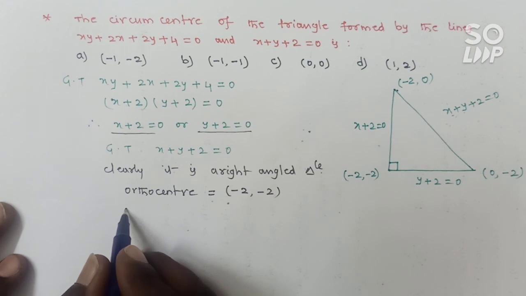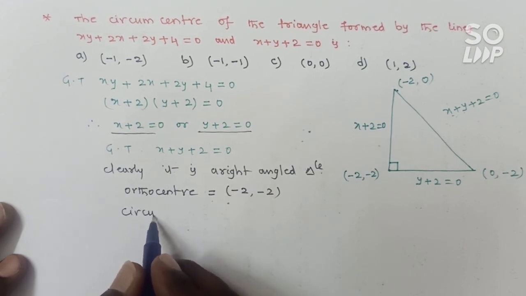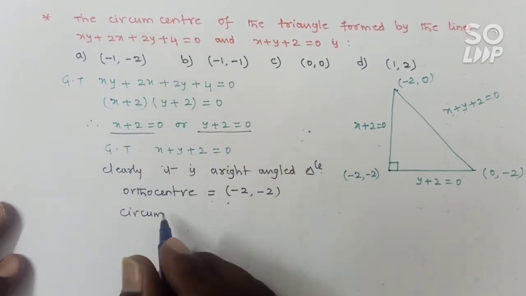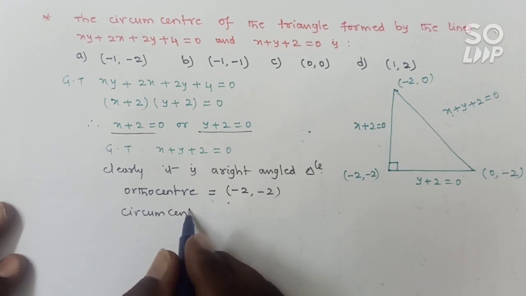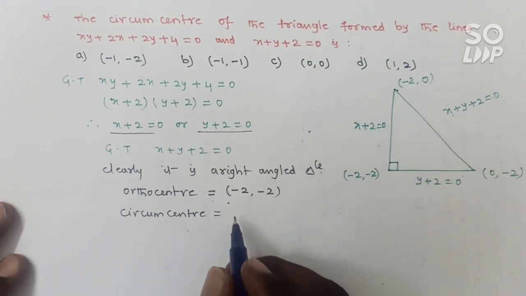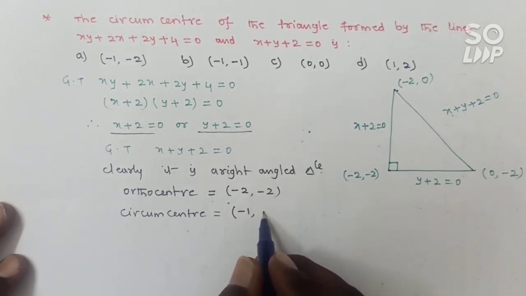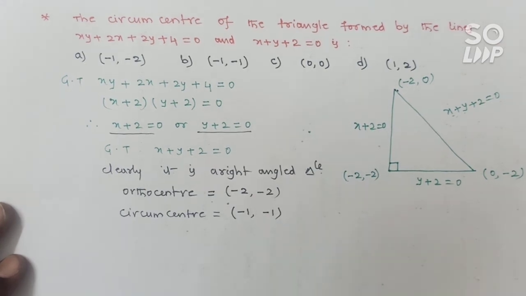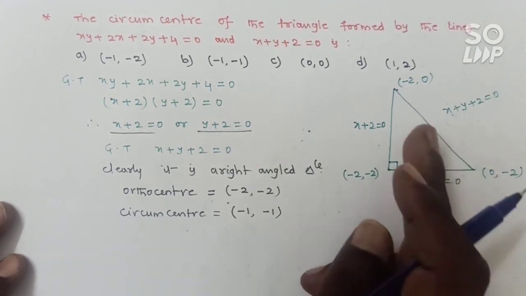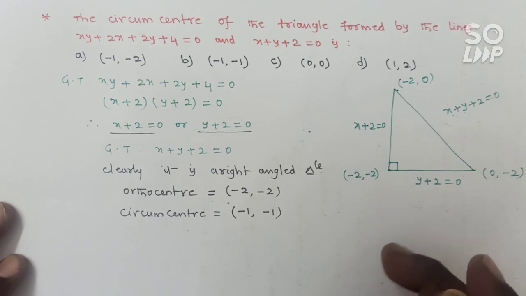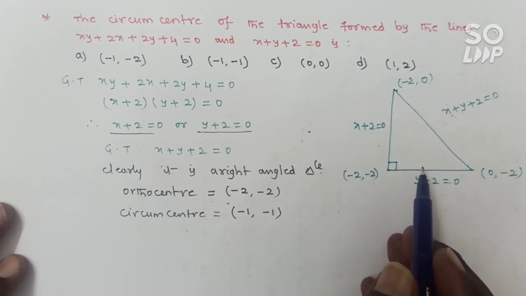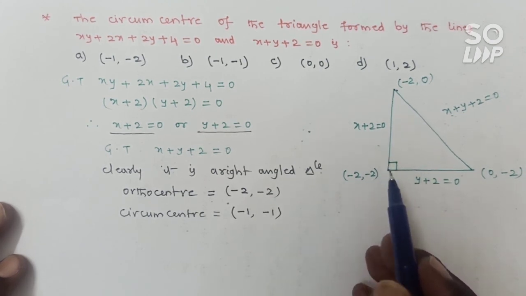And the next one is the circumcenter. Now in this problem you have to find the circumcenter. Circumcenter is equal to the midpoint of the hypotenuse. What is the midpoint of the hypotenuse? Minus 1 comma minus 1. And the next one, we know the centroid. Centroid is the sum of the x coordinates by 3, and the sum of the y coordinates by 3. Like that you can find it. And also you can find the incenter of the triangle.